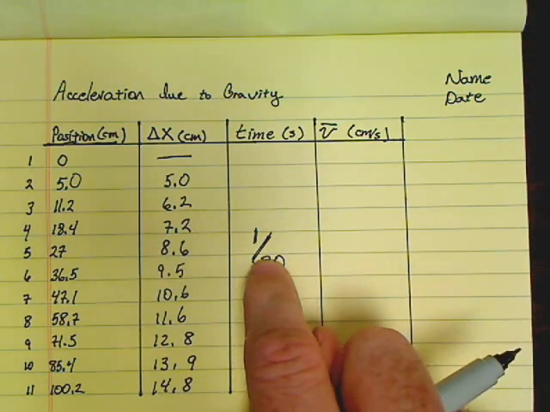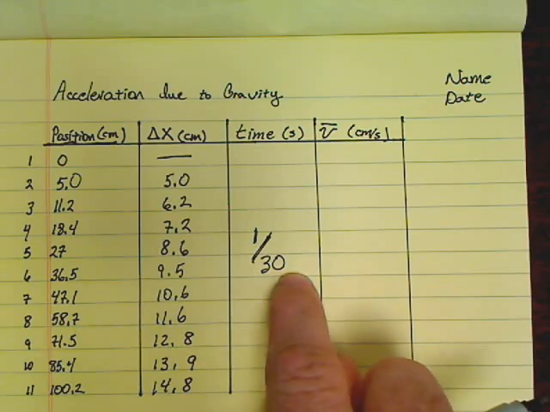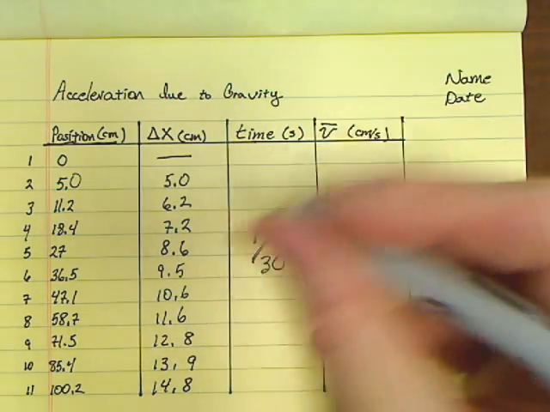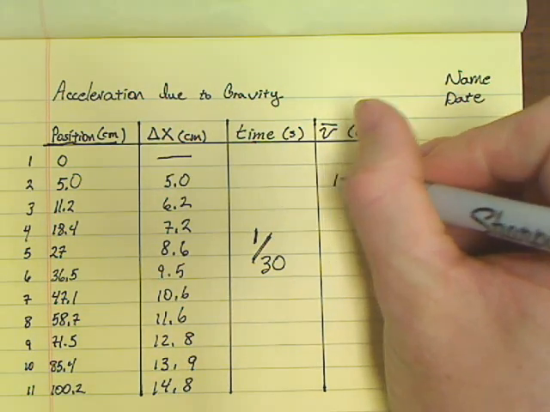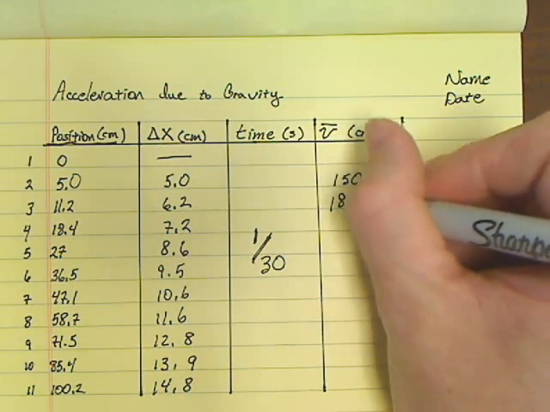Well, 5 divided by 1/30. Well, dividing by 1/30 is the same as multiplying by 30. So that's going to be 5 times 30. So this one will be 150. And I'll save you the suspense.